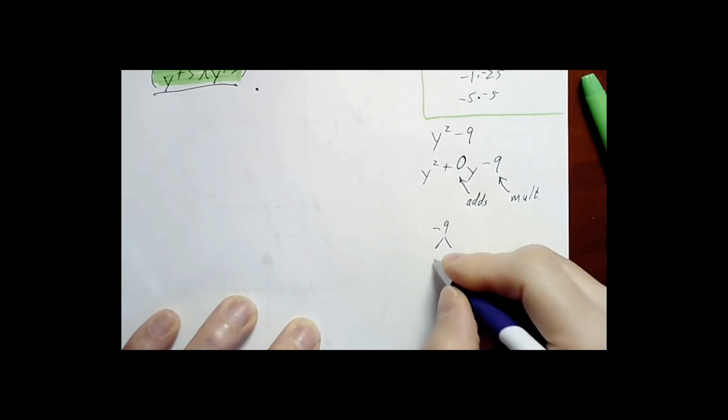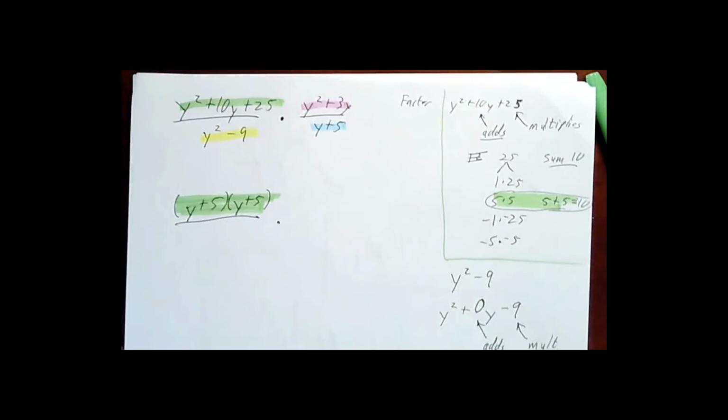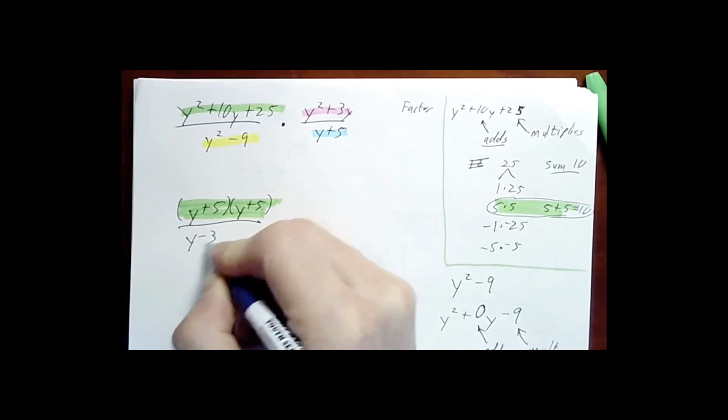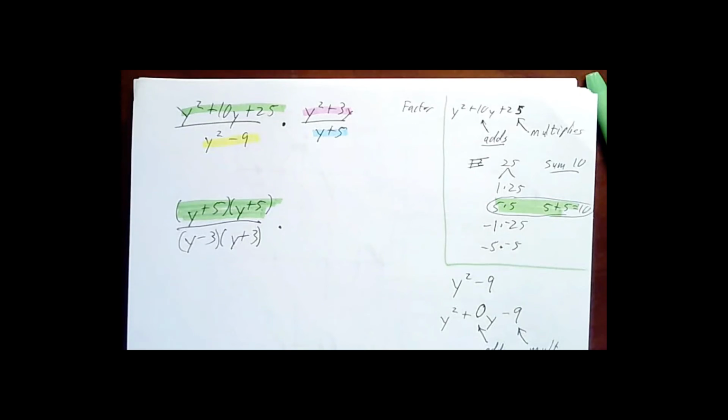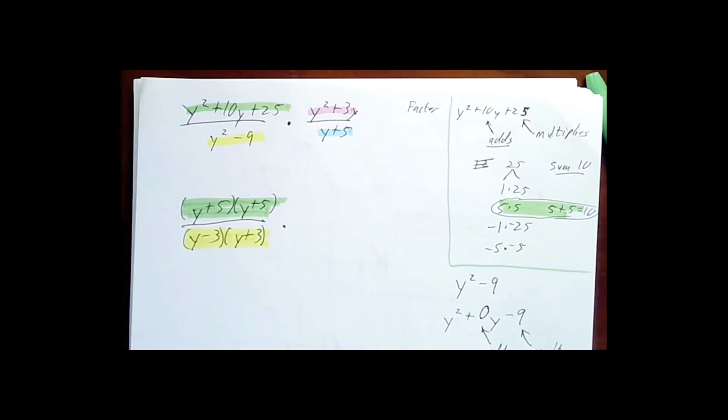So again, we're going to make a list of factors that multiply to -9. That would be 1 times -9, -1 times 9, and -3 times 3. And we want the sum to equal 0. And the only one that adds to 0 is these two right here. So -3 plus 3 is equal to 0. It's the only one that works. So coming back up here and rewriting this out, this y squared minus 9 will now become y minus 3 times y plus 3. So that is the first rational expression on the left.